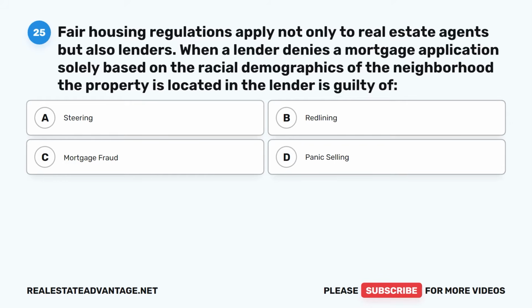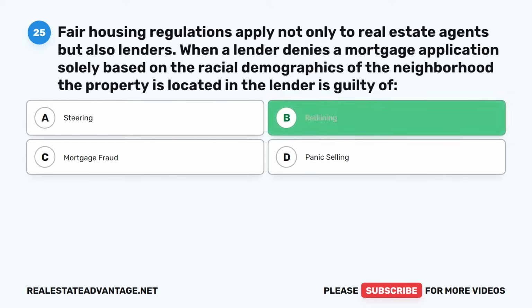Question 25. Fair housing regulations apply not only to real estate agents, but also to lenders. When a lender denies a mortgage application solely based on the racial demographics of the neighborhood the property is located in, the lender is guilty of A. Steering, B. Redlining, C. Mortgage fraud, D. Panic selling. The correct answer is B.